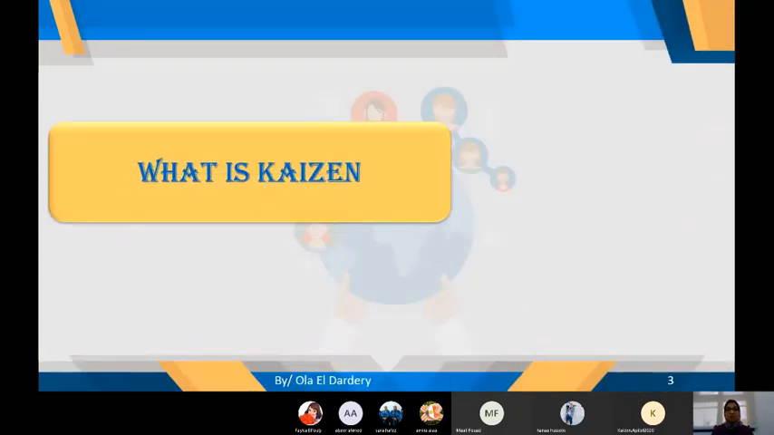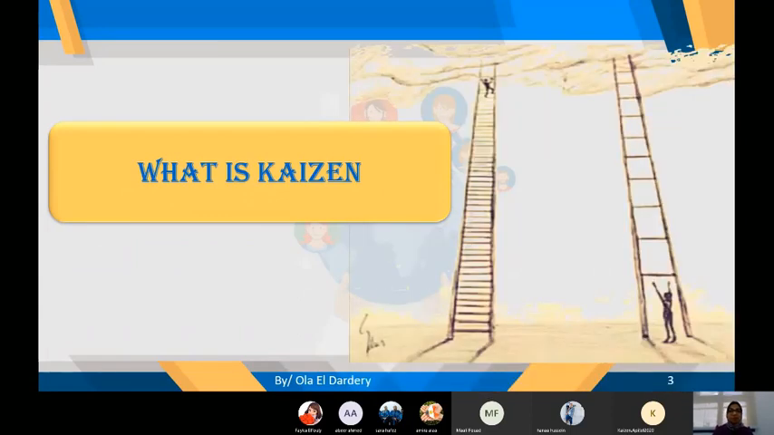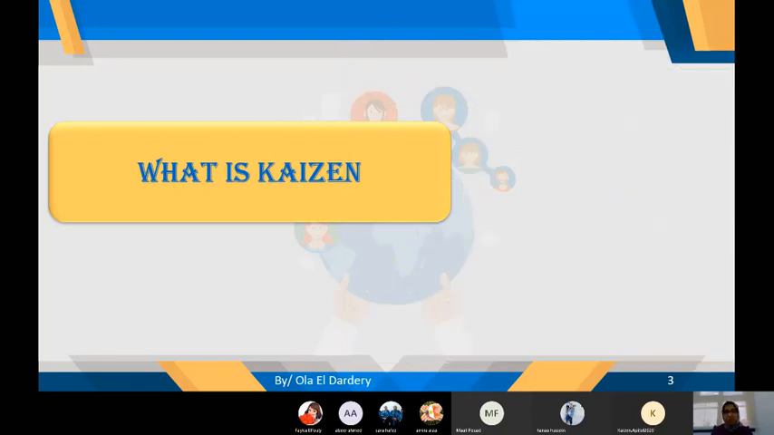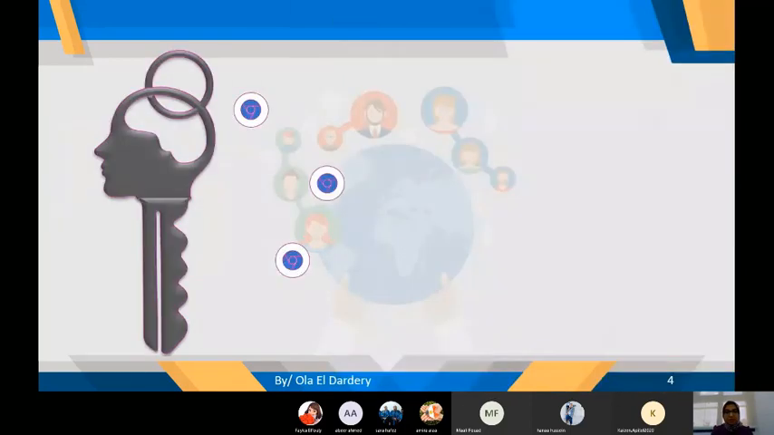All right, so what is Kaizen? As we can see in this image by the side, there is a person with a ladder that has steps far from each other and one that is on the top. So Kaizen is mainly about this: taking things slowly, step by step. As we are going to see now.